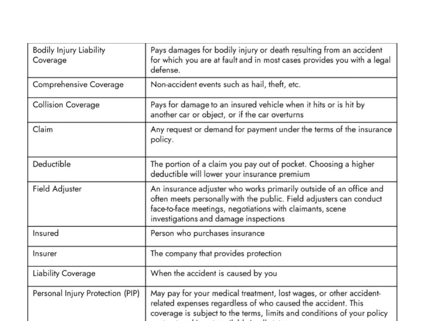Comprehensive coverage covers non-accident events such as hail or theft. So if you pay for comprehensive coverage, those are non-accident events. Collision coverage pays for damage to an insured vehicle when it hits or is hit by another object or car. So that's what they call collision coverage.